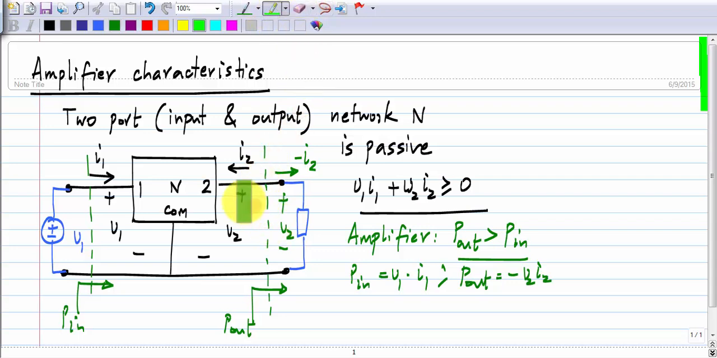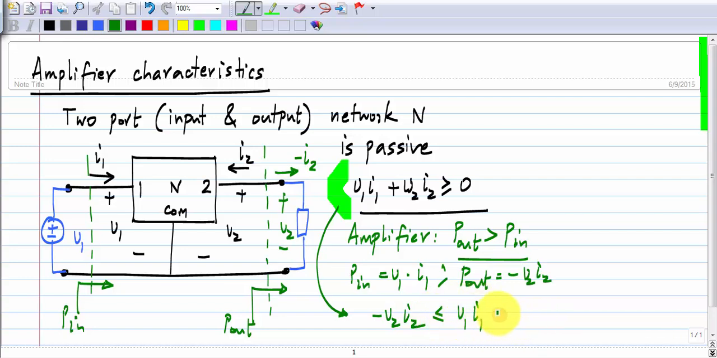Remember, we chose the signs of V2 and I2 according to the passive sign convention. Okay. So, the power that is coming out of the 2 port is minus V2 I2. Now, if you just rearrange this, okay, by taking V2 I2 to the other side, you will easily see that minus V2 I2 is less than or equal to V1 I1. In other words, P out is less than or equal to P in.